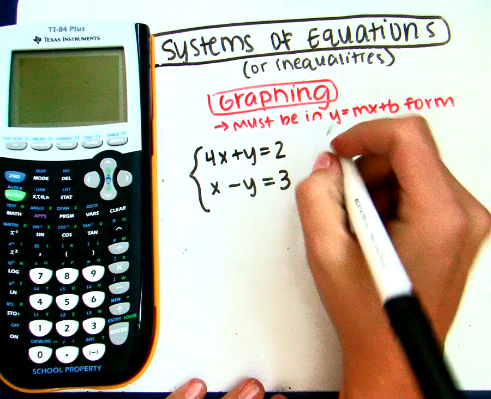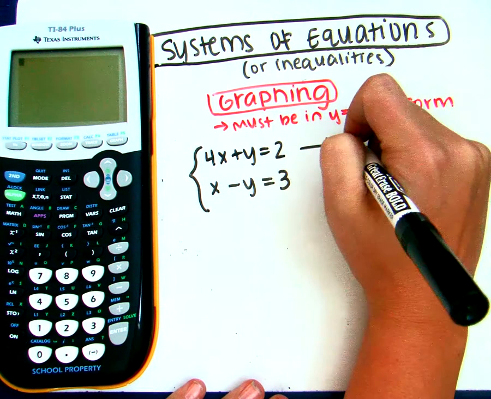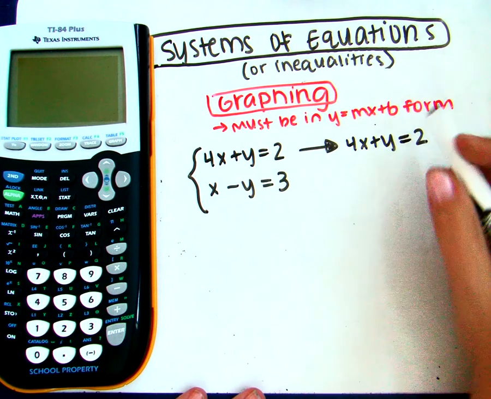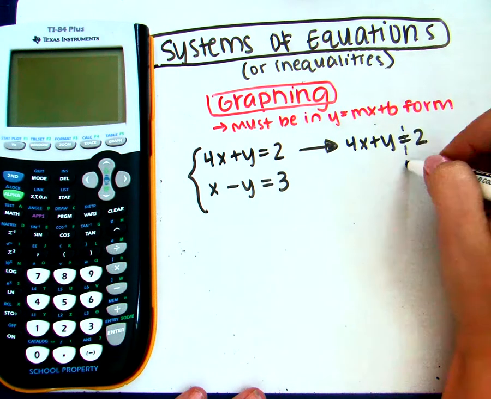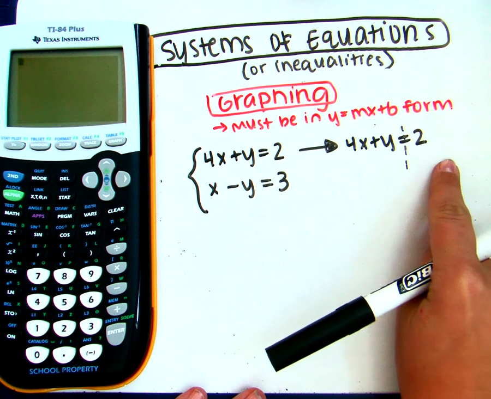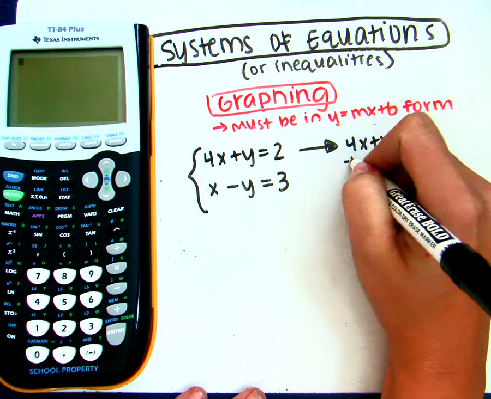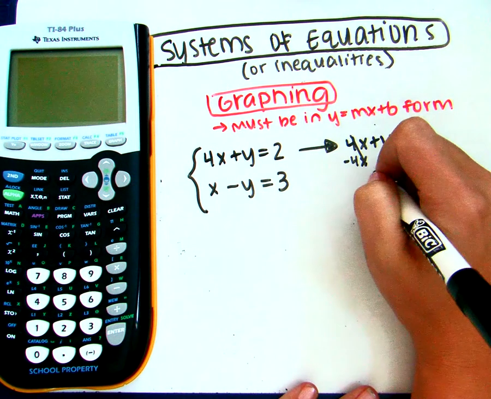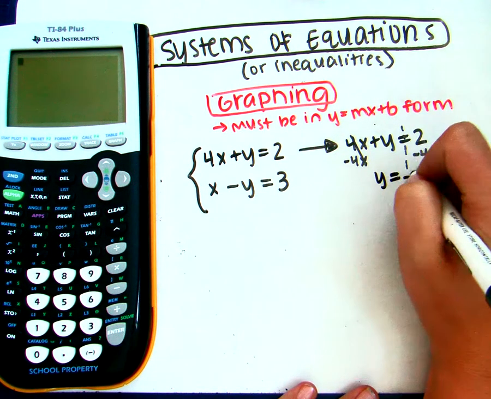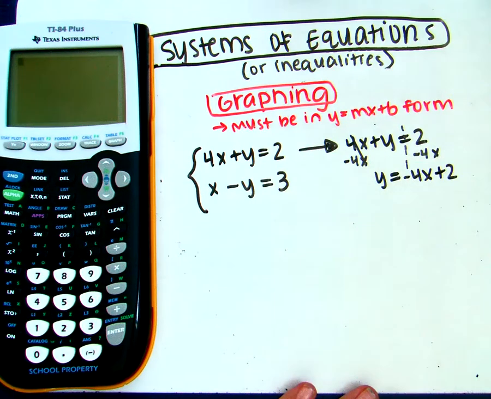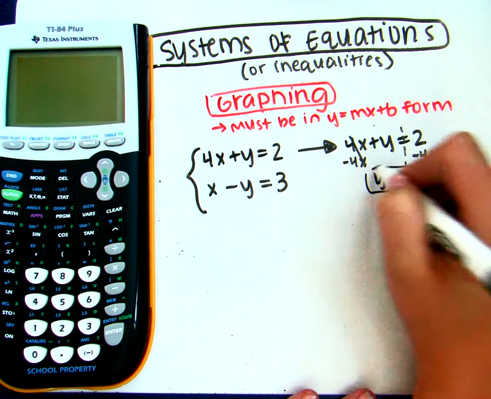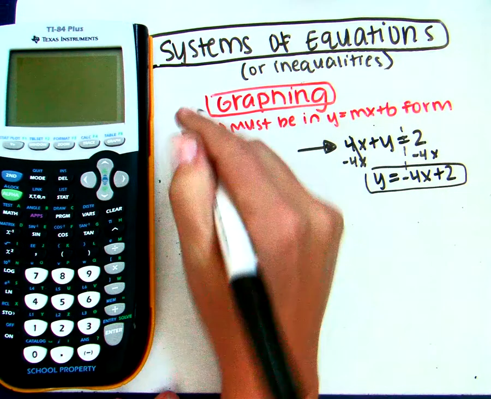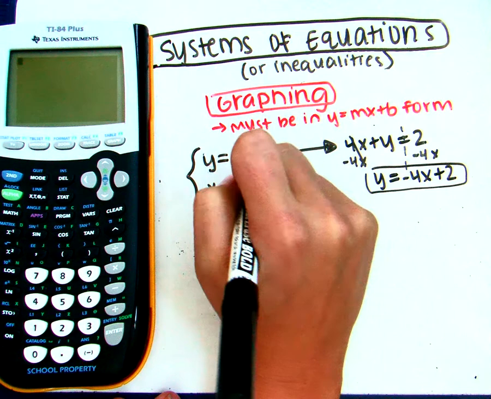So let's first take this one, pull it to the side, and let's change it to y equals. We need to get this y by itself. In order to get the y by itself, we need to move this 4x to the right side. But to move it, you have to subtract it off one side, and then what you do to one side, you have to do to the other. So now we have y equals negative 4x plus 2. Now this guy is in the correct form, so I'm going to replace him in my system. So y equals negative 4x plus 2.